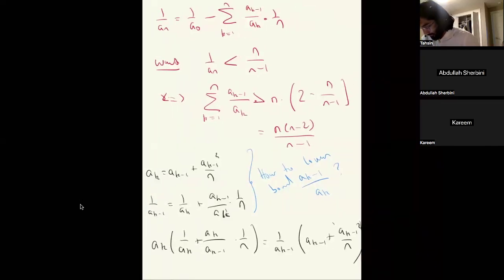But maybe all I really wanted to say is, if you multiply it like this, well, first of all, you can just see they're both equal. You can see both sides are equal to 1 plus a_{k-1} times 1 over n. Is that right? They're both equal. So this equation can't have any new information.